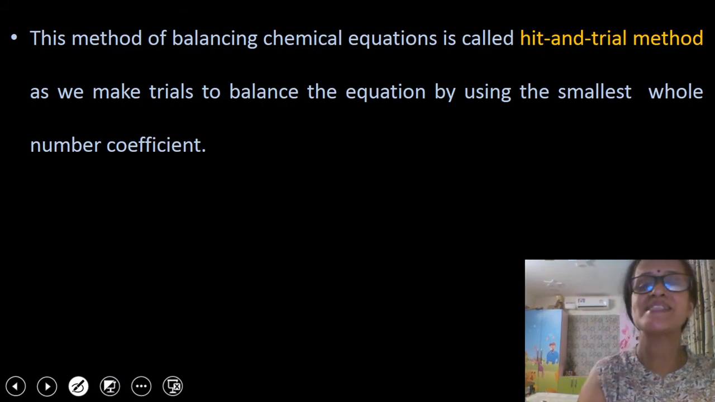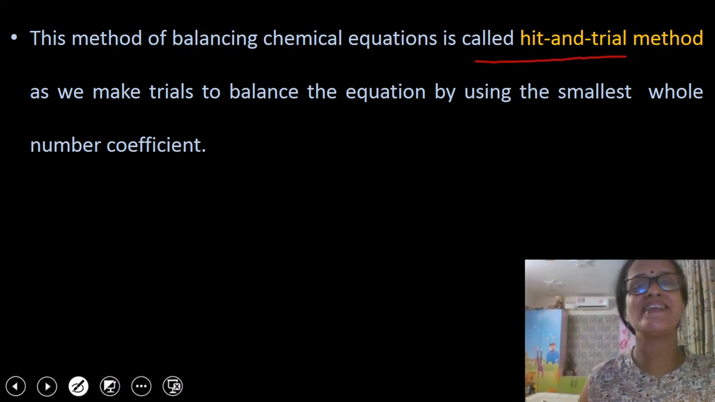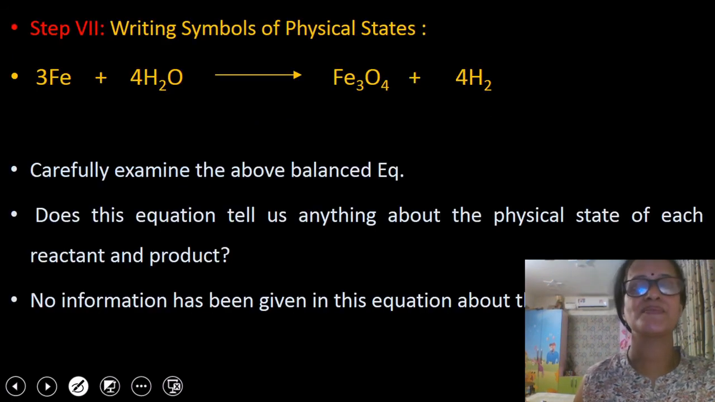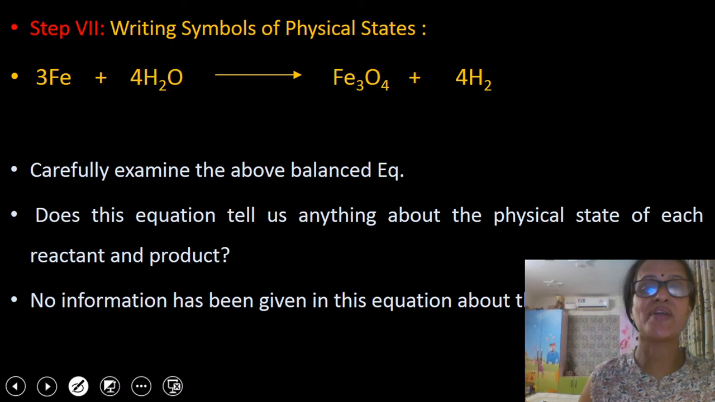This method of balancing chemical equation is called hit and trial method. This is called as hit and trial method because we are making trials to balance the equation by using the smallest whole number coefficient. Now next step is writing symbols of physical states.